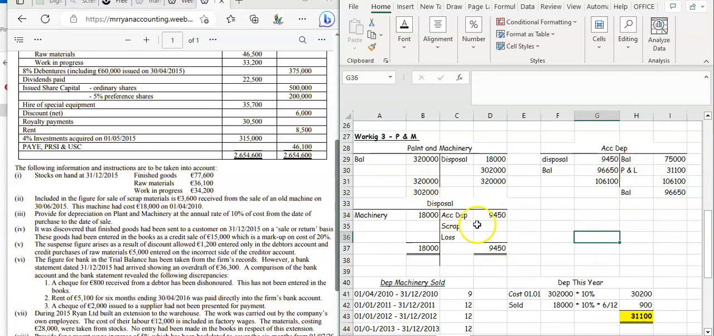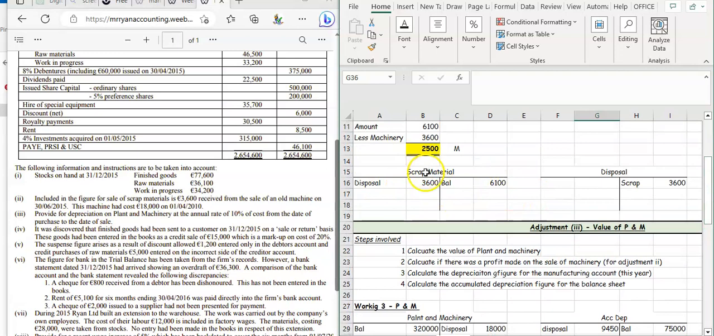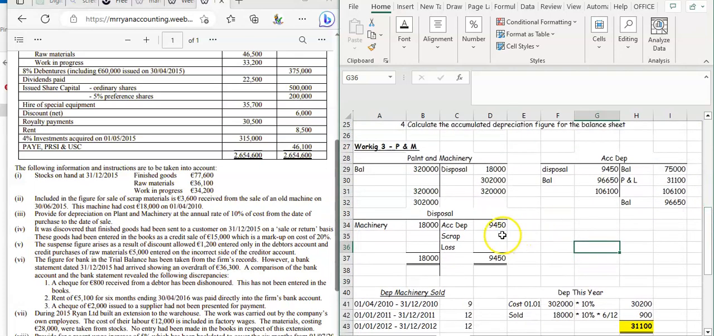And then we need to find out in our disposal, did we make a profit or loss? In our previous adjustment, we would have put the scrap of 3,600. We would have debited the scrap materials account to reduce it, and then the corresponding credit goes into the disposal account here for 3,600. So the value is 18,000, and what we got back is 13,050. So we made a loss.